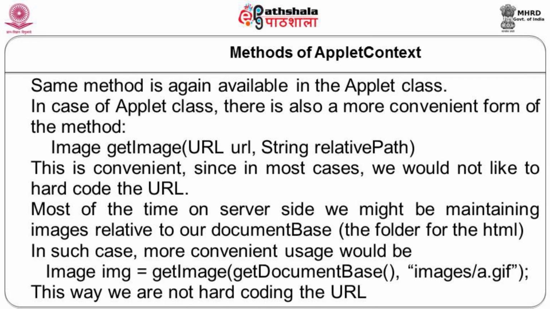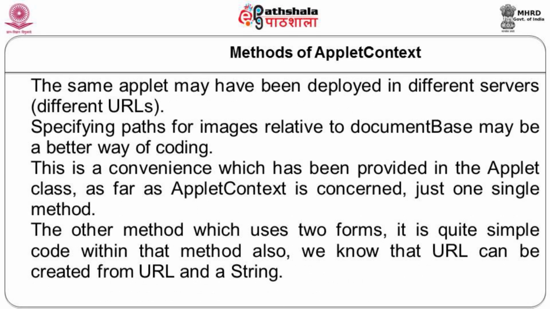The method is getImage, but the first parameter is a URL, and the second parameter is some string specification relative to this URL. And what you can do here is, for the first parameter, you could simply use the method called getDocumentBase, because it's relative to the document base. So it makes it convenient to use that URL. We are not hard coding the URL.